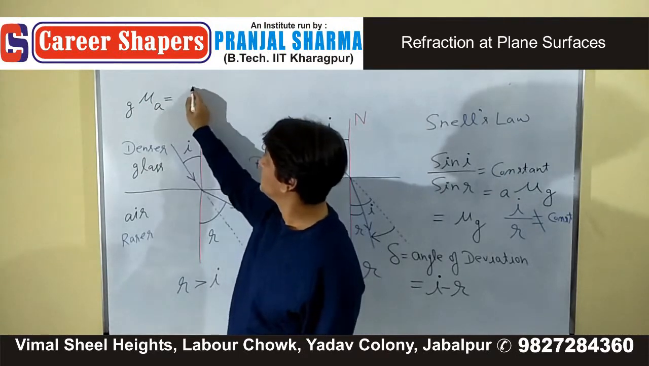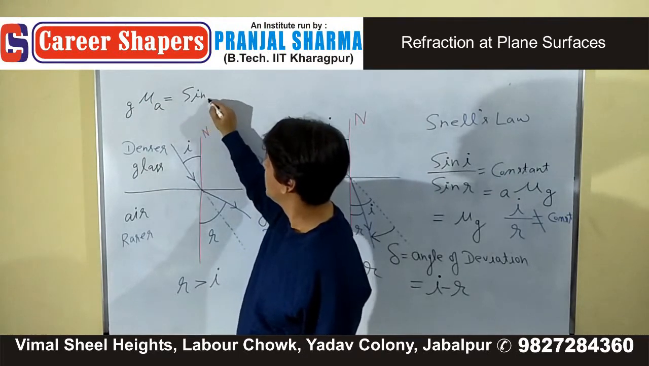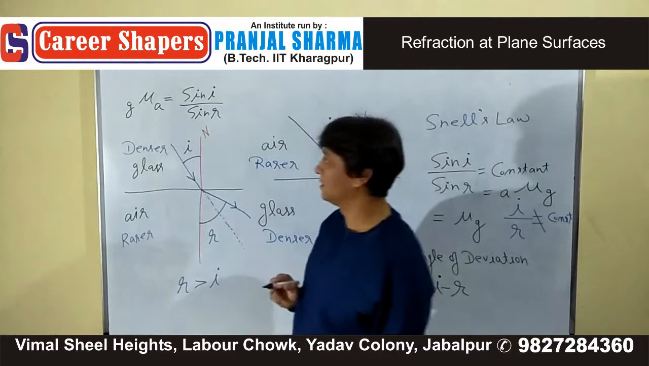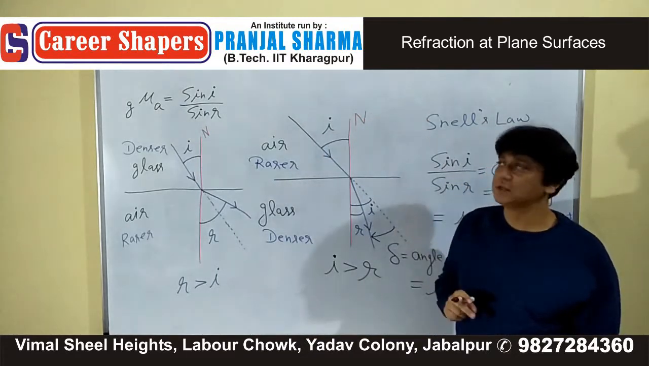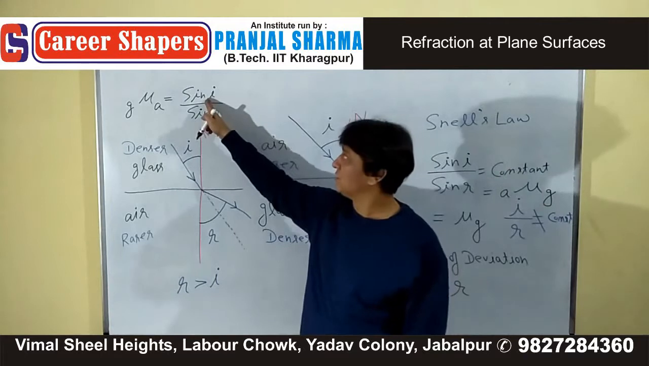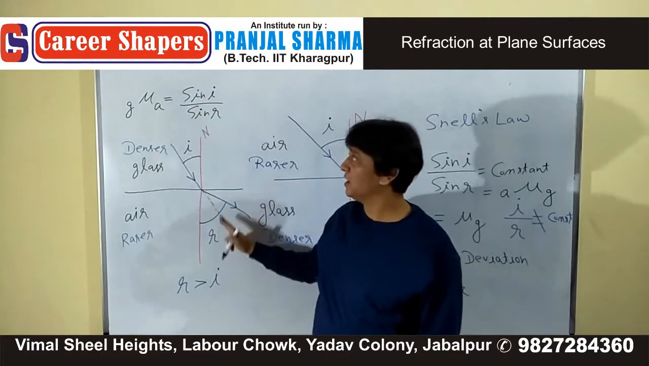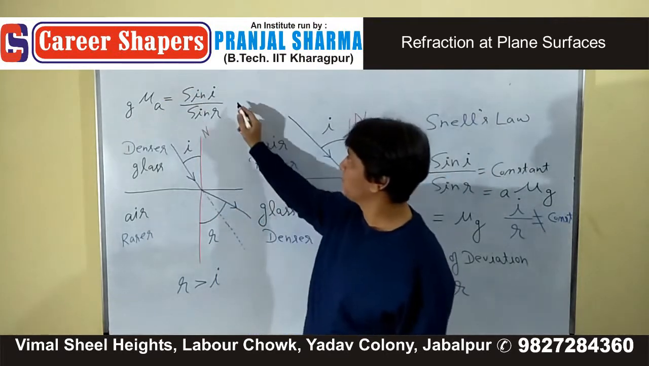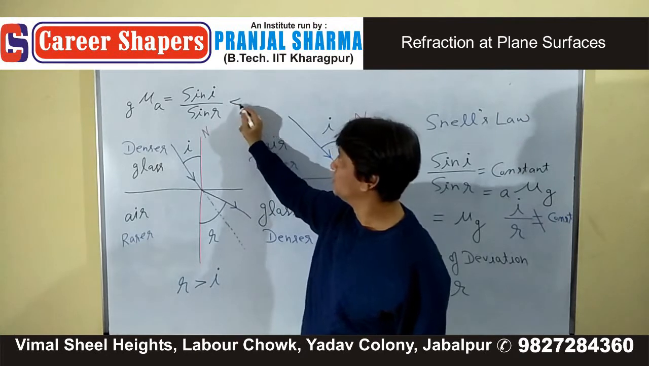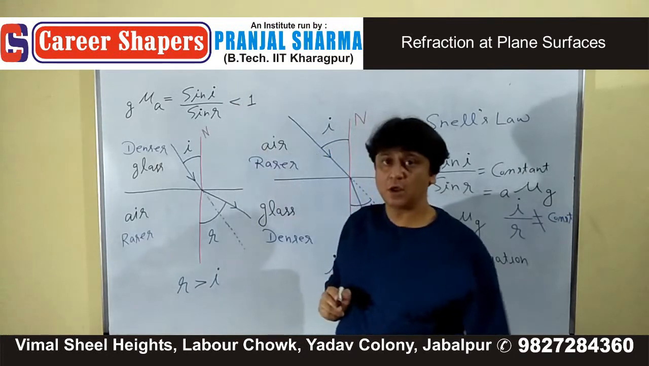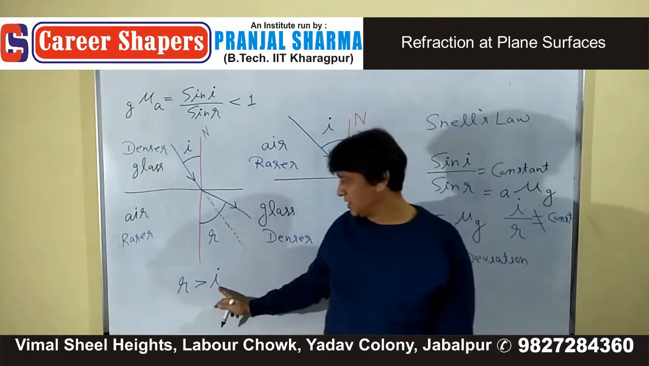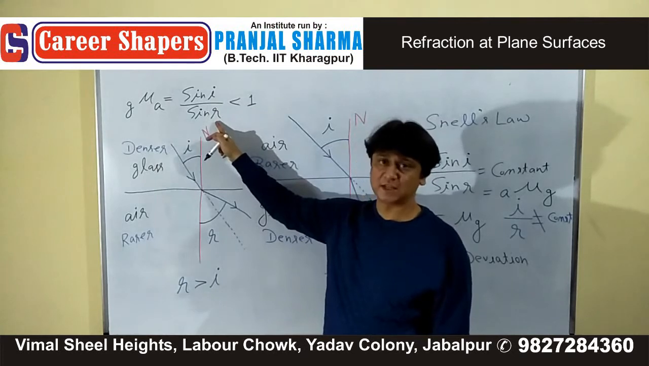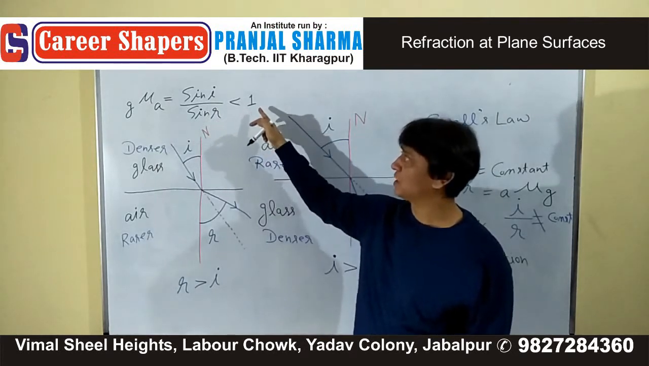Now what is this? This is sine I upon sine R. Sine I upon what? Sine R. This is always sine I upon sine R. Refractive index of air with respect to glass. Now first thing, you can see that this number should be less than 1. Why? Because of this. I is less than R. If I is less than R, then sin I is what? Less than sin R, and therefore refractive index is what?